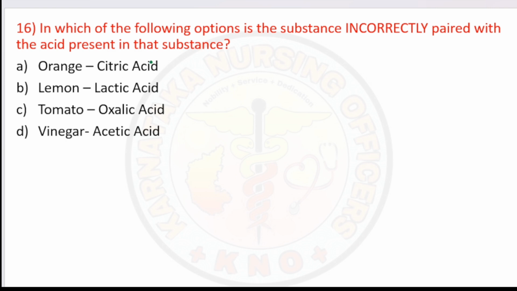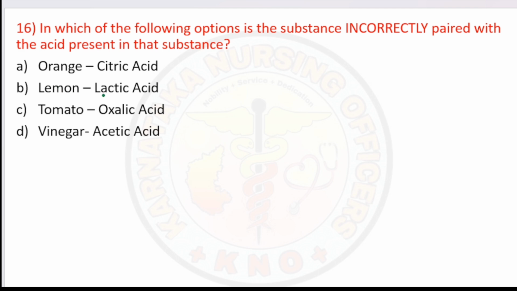In which of the following options is a substance incorrectly paired with the acid present in that substance? And the options are like this. Option A, orange, citric acid. Option B, lemon, lactic acid. Option C, tomato, oxalic acid. And option D, vinegar, acetic acid.